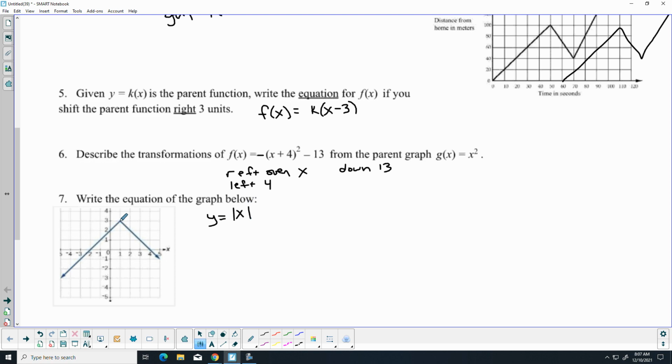All right, on this one, the parent function is just an absolute value function. Well, what I notice is the vertex is being shifted right 1, up 3, and it's reflected. So the new function is just taking the parent, doing a reflection, shifting it right 1 and up 3.